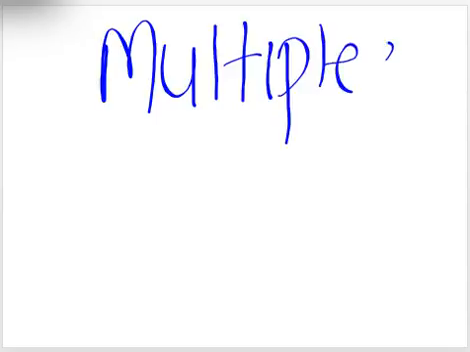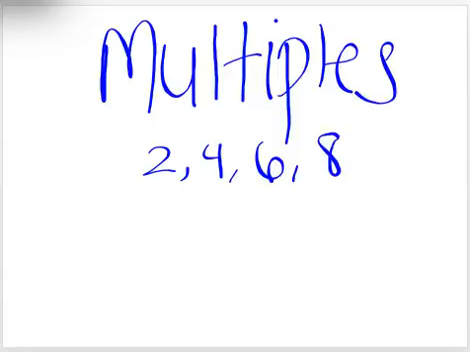multiples are numbers that you arrive at when you count by fives or tens or whatever number you choose. So for example, the multiples of 2 would start with 2, and the first multiple of 2 is 2. And then the next one would be 4, and the next one would be 6, 8, and it would go on and on. So this is the first multiple of 2, this is the second multiple of 2, the third, the fourth, and so on.